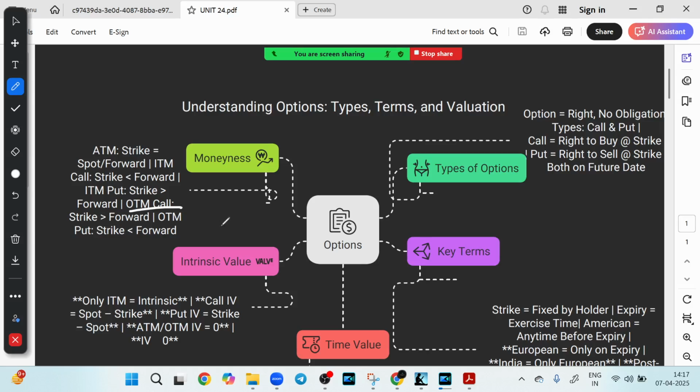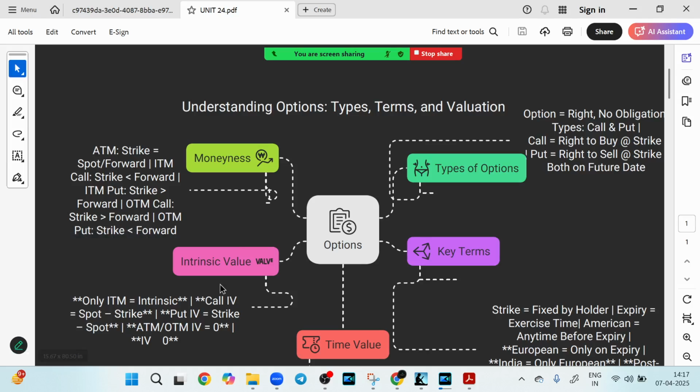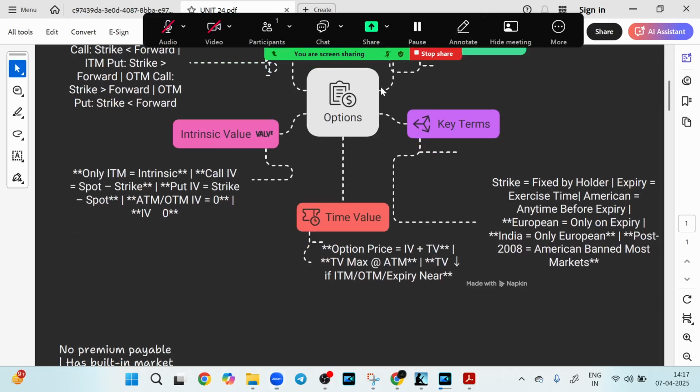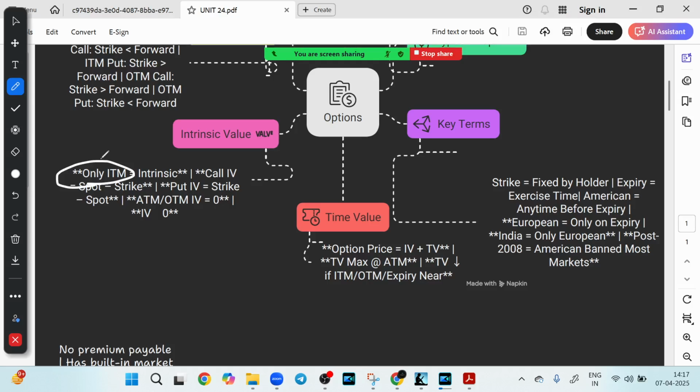Now if you look at the intrinsic value, in short it is noted by IV. This is the real value of the option. Remember, intrinsic value is called the real value of the option. Only ITM options have intrinsic value. Remember it, very very important, that only ITM options have intrinsic value. For a call option, if you want to find the intrinsic value, you subtract the spot and the strike.